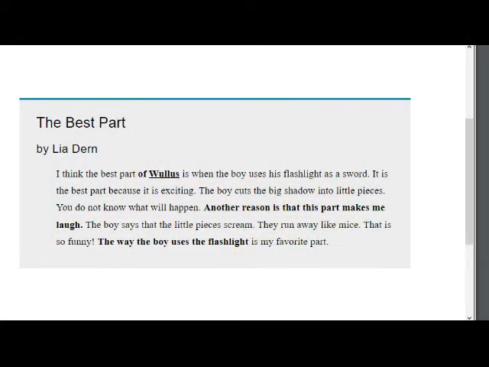Now we need a closing. Let's go back and look at Leah's closing and how she wraps up what her favorite part is. "That is so funny. The way the boy uses the flashlight is my favorite part." So she's restating what she thought the best part was, that he used the flashlight as a sword. Now, my favorite part is how Wallace can't play teeter-totter. So I need to restate that in my closing sentence.